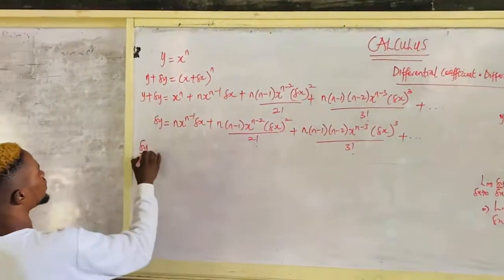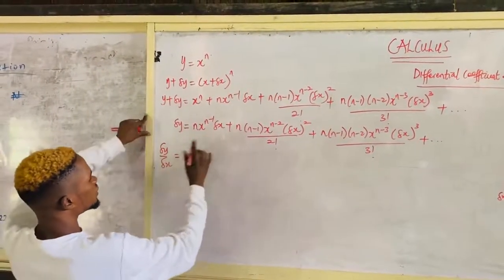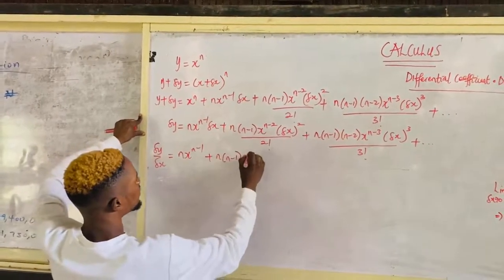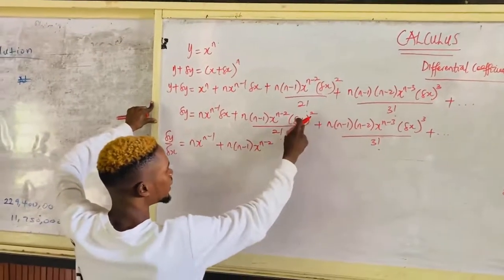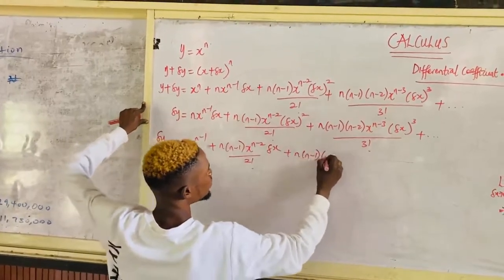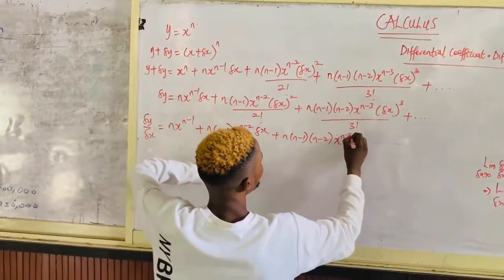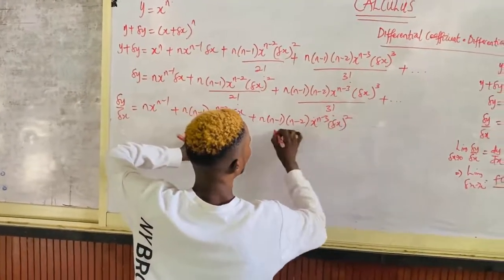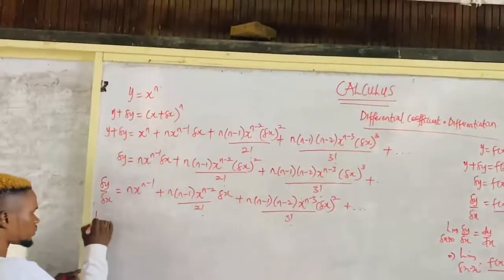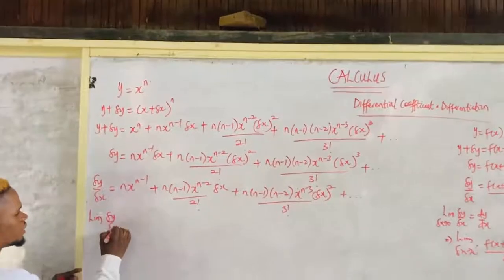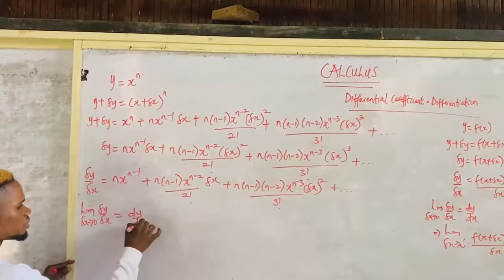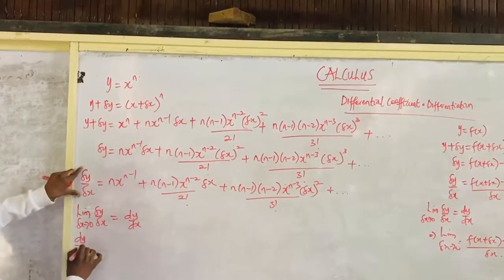So that's del y over del x is equal to, divide all through by del x. That gives nx^(n-1) plus (n-1) x^(n-2). So dividing this one by del x, that gives del x all over 2 factorial plus (n-1)(n-2) x^(n-3), that's del x raised to 2 all over 3 factorial. Now the next thing to do is take the limit of the rate of change, del y over del x, at which del x tends to 0. Then you take it as dy dx. So taking the limit, this becomes dy dx.